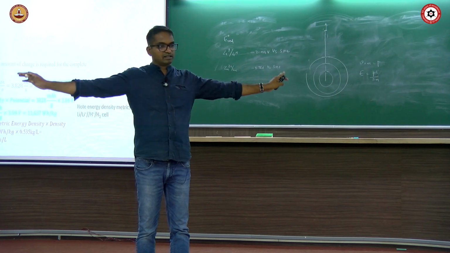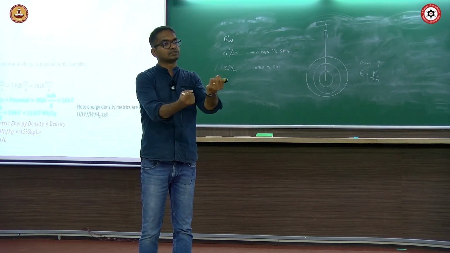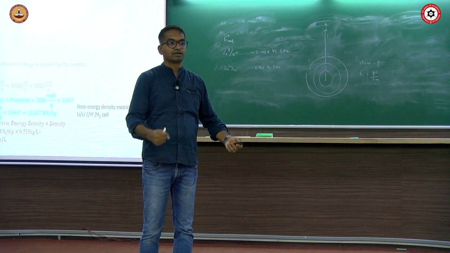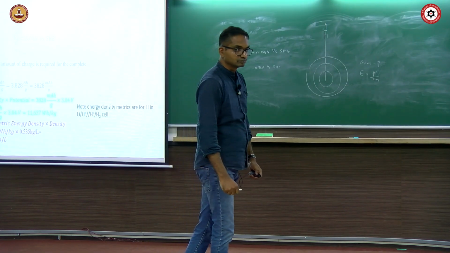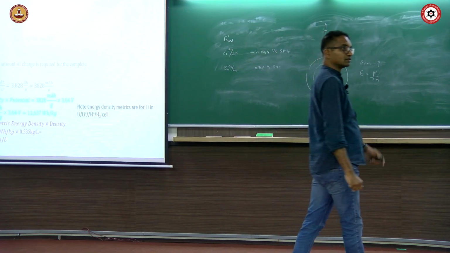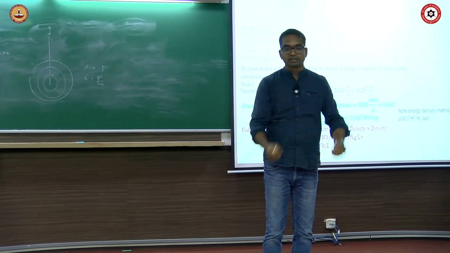Suppose, forget about all the chemistry, two compounds I am mixing. How do you know which will oxidize, which one will reduce? What property you will look for? Yeah, how do you know which one will lose electron, which one will gain electron?